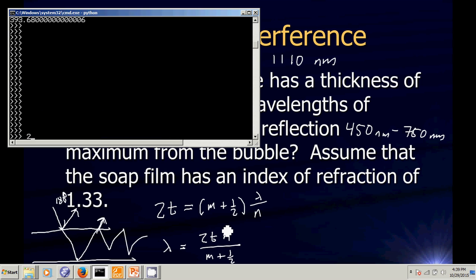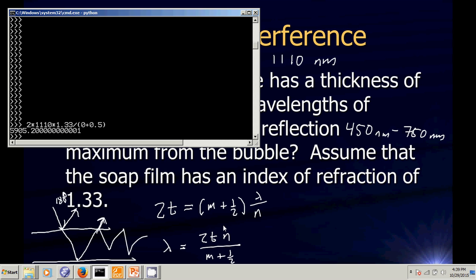So the wavelength is going to be 2 times the thickness. I'm going to put it in nanometers because it's the only thing with units in the whole problem, and I want to see my wavelengths in nanometers. So let's just put in 1110 nanometers times the index of refraction, which is 1.33, and then we're going to divide by m plus 1/2.